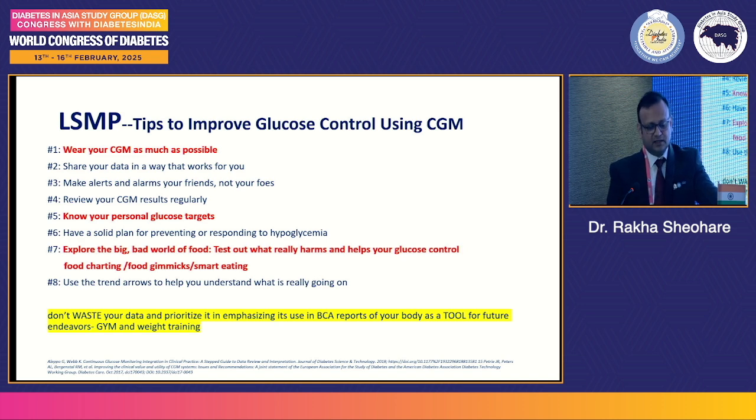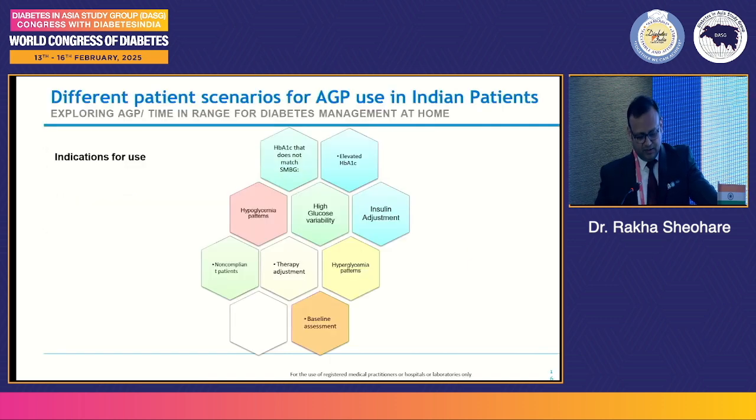So don't waste your data, and prioritize emphasizing its use in body composition analysis. We have one machine also displayed in our arena, that is body composition analysis. Reports of body composition analysis with CGM can, in the near future, feed an AI device which can guide our gym and weight training and our food habits. So Dr. Parimal has given one AI-based diet chart also. So we can incorporate all these things and use them smartly when we use TIR as a lifestyle modification tool.